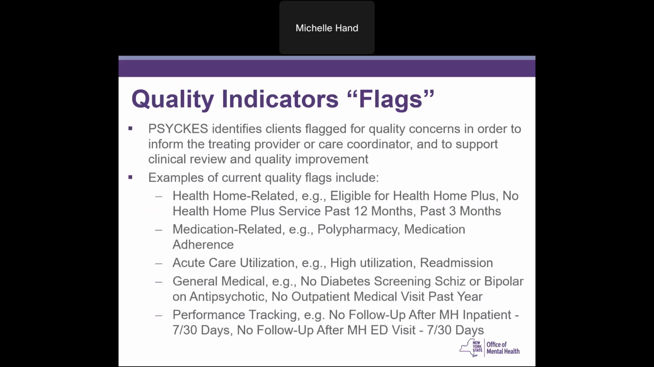These are coming to us from the Department of Health and are run with an intentional 6-month lag to allow for complete data to come in. And an example of these measures would be no follow-up after mental health inpatient, 7 or 30 days, or no follow-up after mental health ED visit within 7 or 30 days. These are just a few examples of our quality indicators. I believe at this time we have around 80 or a little bit more in the application.